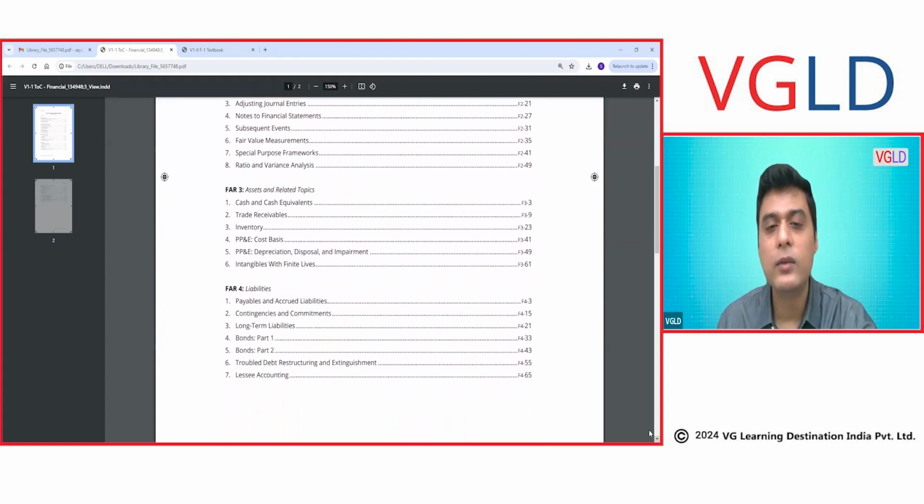Then FAR 3, we are going to go into the components or rather the elements of the financial statements. So cash and cash equivalents, trade receivables, inventory. In the US, they call it inventory, right?